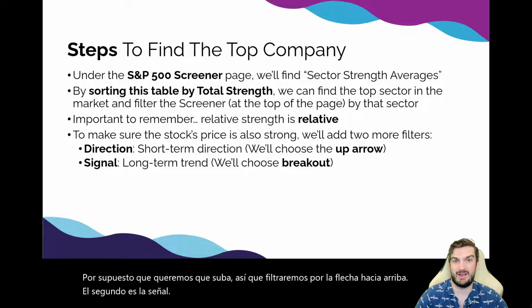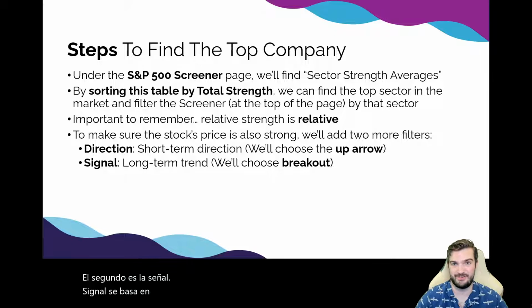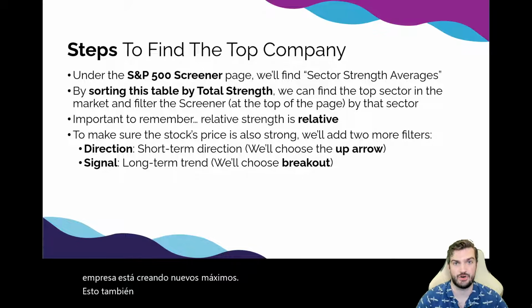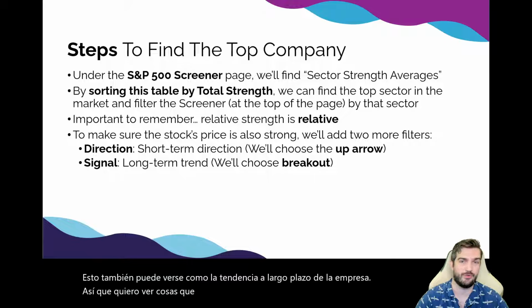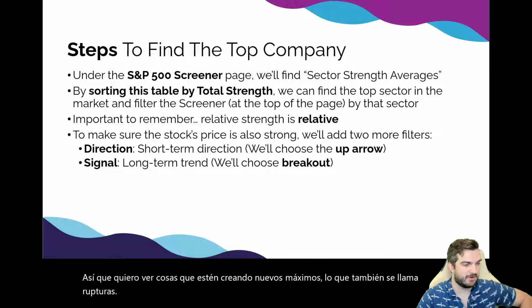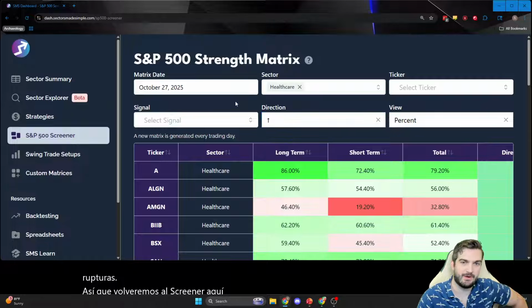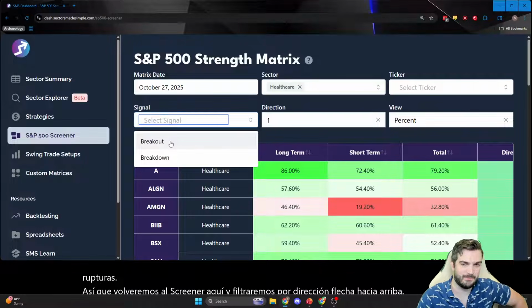Signal relies on an idea called support and resistance. Basically, we want to see that the company is creating new highs. This can also be seen as the long-term trend of the company. So I want to see things that are creating new highs, which is also called breakouts. So we'll go back to the screener here, and we'll filter by direction, up arrow, signal, breakout.